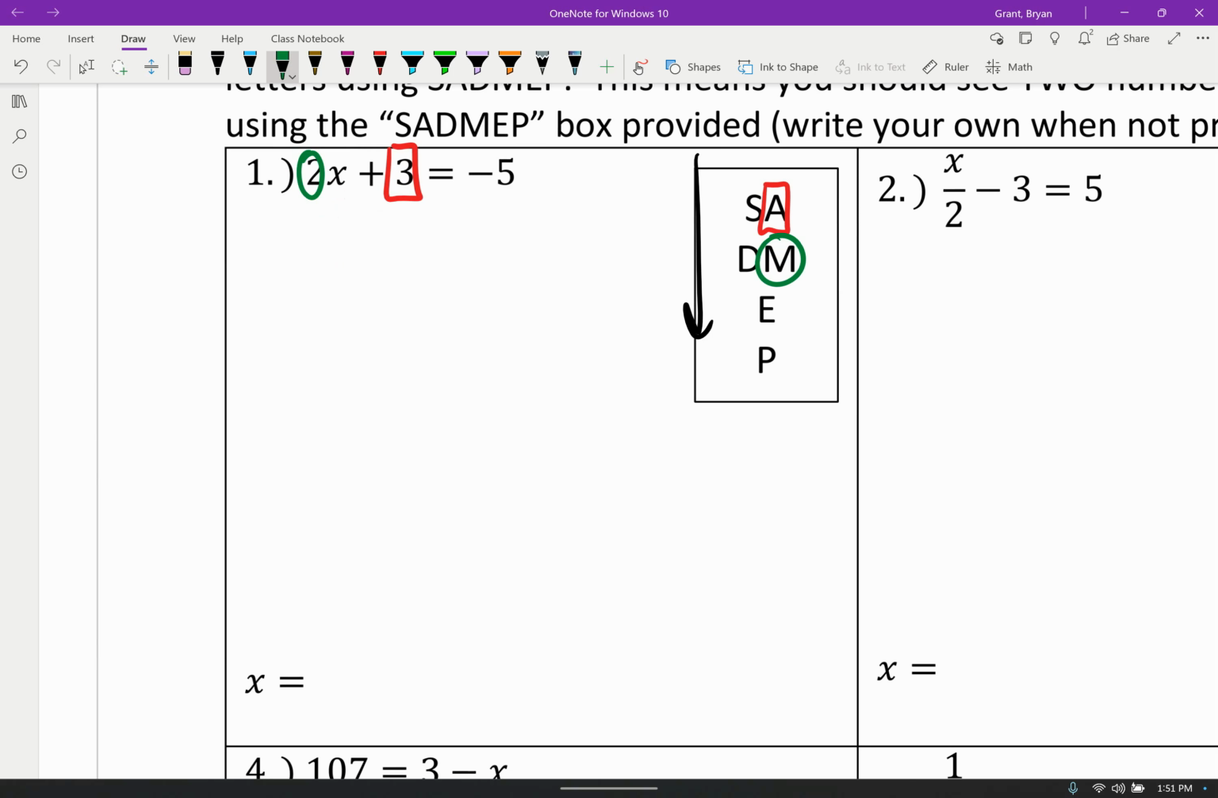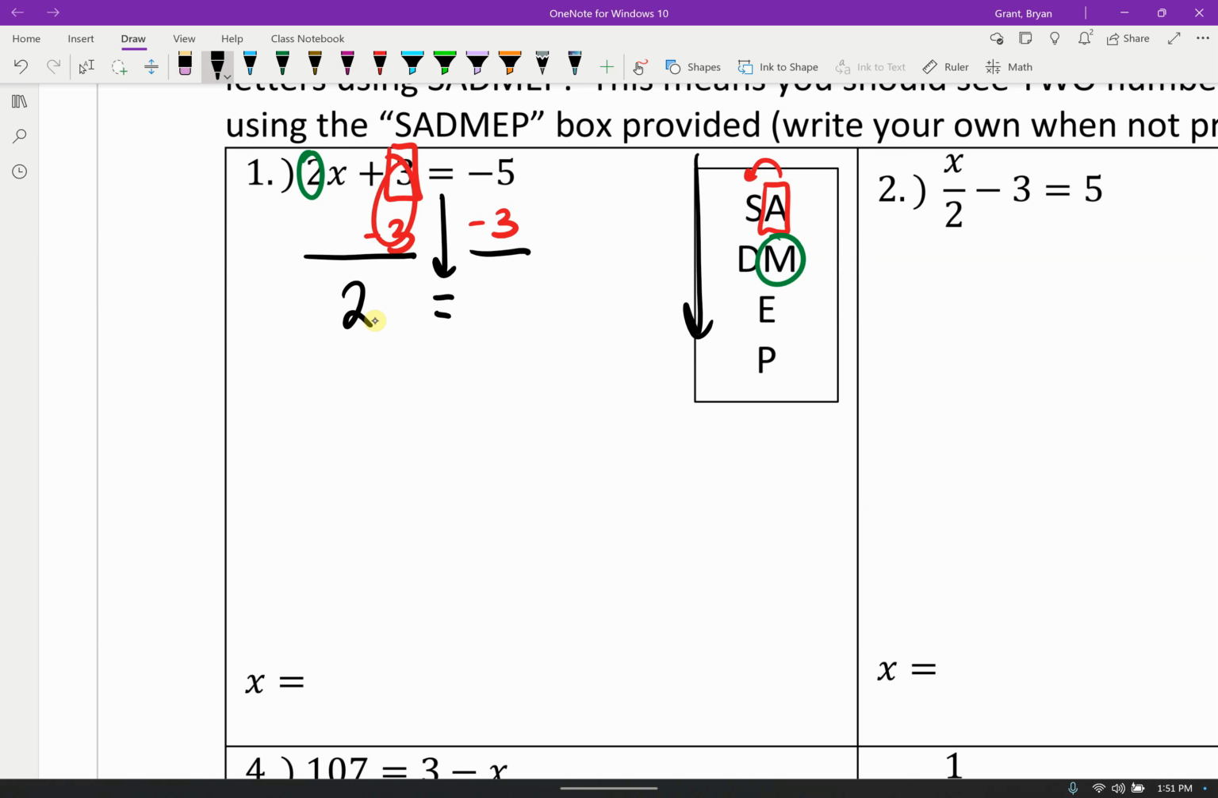Perfect. All right, which one do we undo first? Do we divide by 2 or subtract by 3? If you look at SADMAP, though, it gives you a nice way. It says undo subtraction and addition first. It's at the top of the list. So we will subtract 3 from each side. Don't forget to bring down your equal sign. Really the first thing you should do. Otherwise, you'll lose track of where you are.